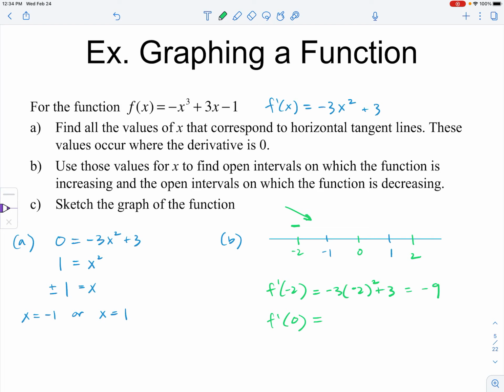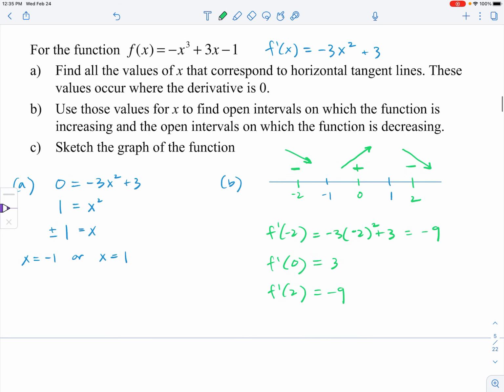And now when I evaluate f prime at 0, well, that's easy. I can see that would just be 3. So we'll have positive sloping tangent lines in between negative 1 and 1. So the graph will end up switching to increasing. And then f prime of positive 2 would also end up being equal to negative 9. And then the graph switches back to decreasing because we would have negative sloping tangent lines to the right of positive 1.